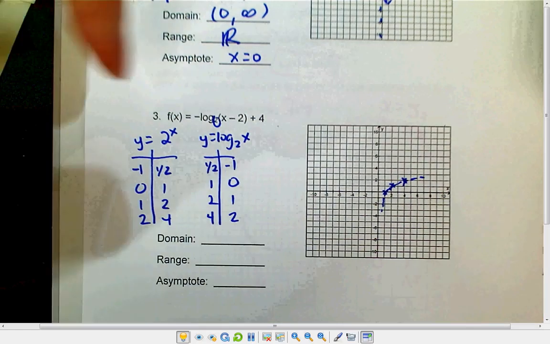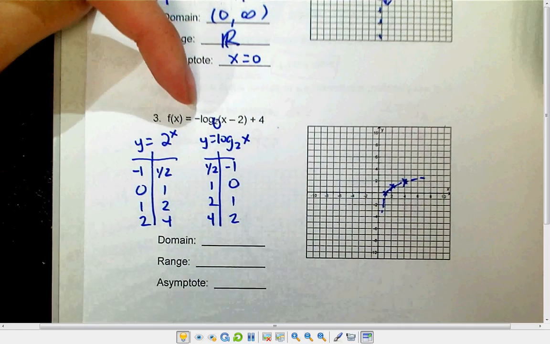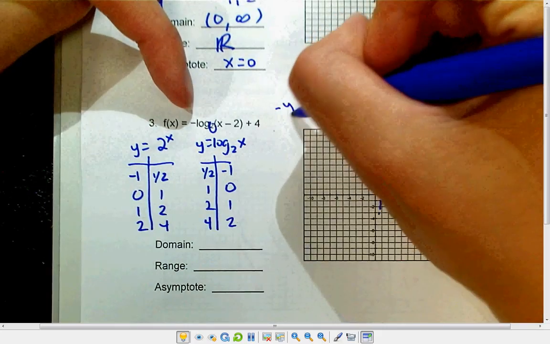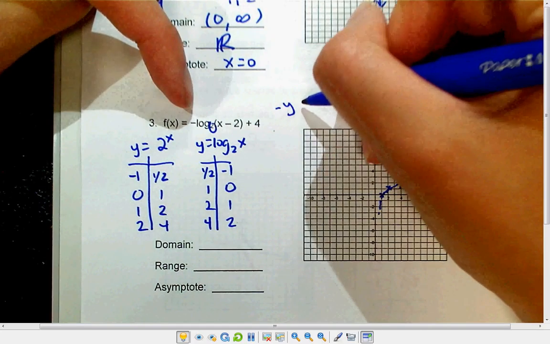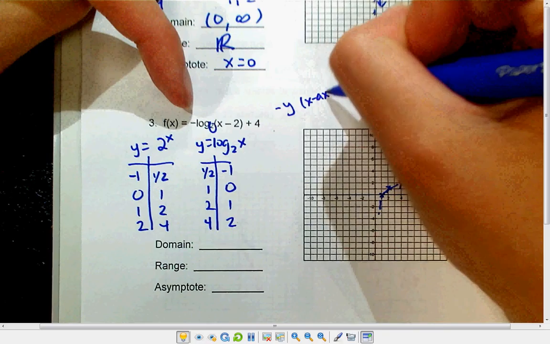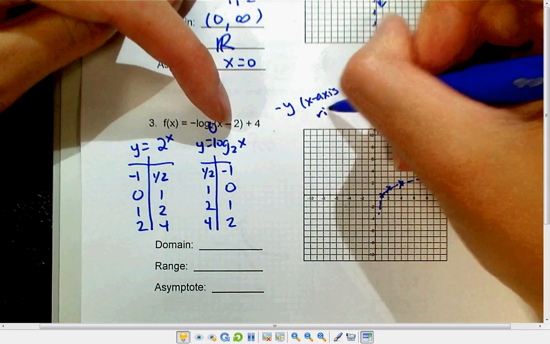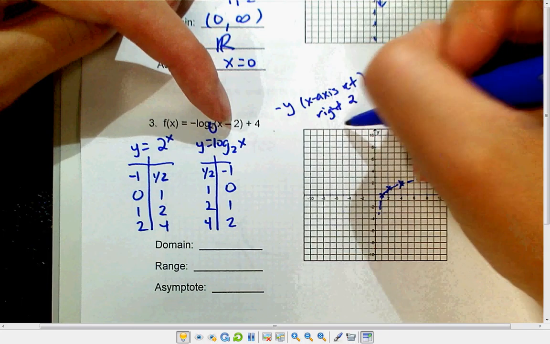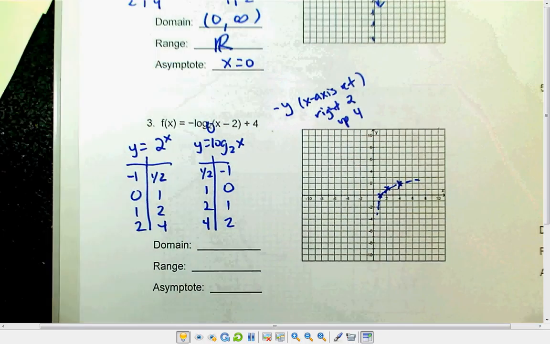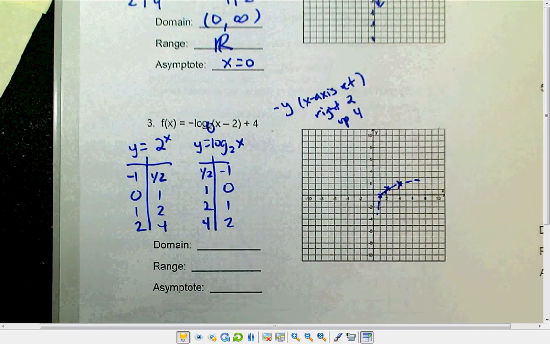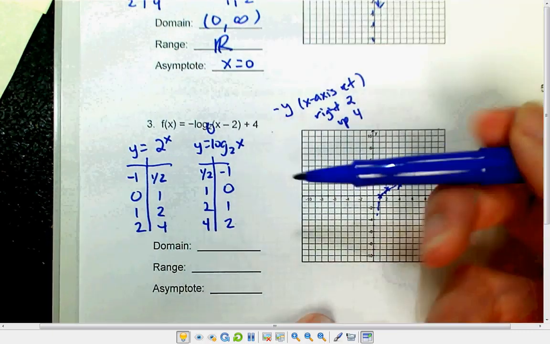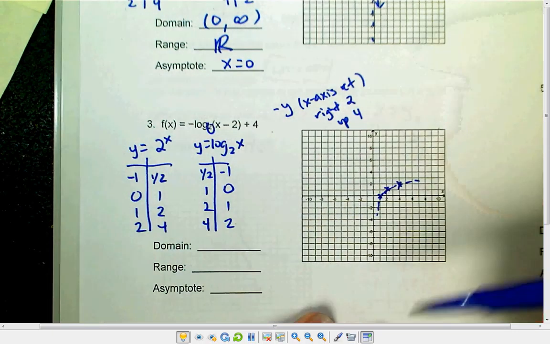Now there's a couple things that are happening to this function. So I have a negative here. It's negative on the outside, which means it's affecting my y, which means it's an x-axis reflection. I also am moving it to the right 2 and up 4. Okay, so I'm going to do the reflection first. Here's my x-axis. So I'm going to reflect it across the x-axis.